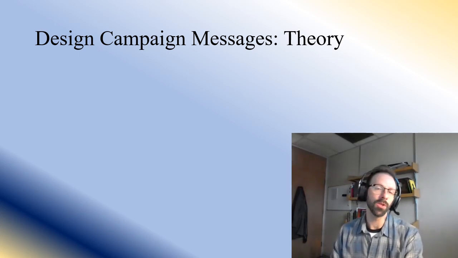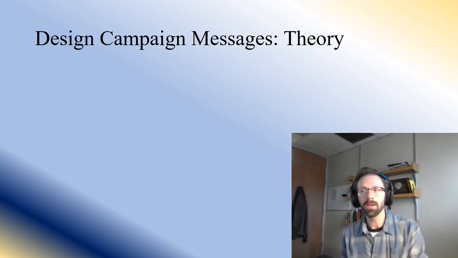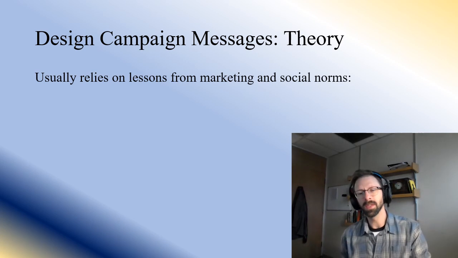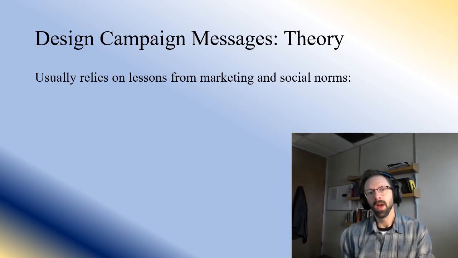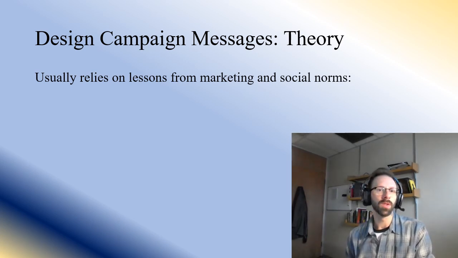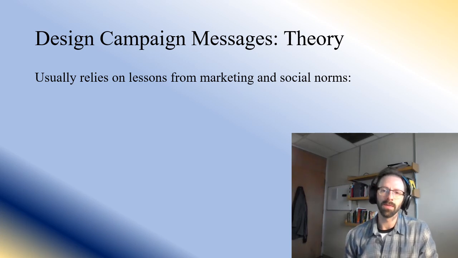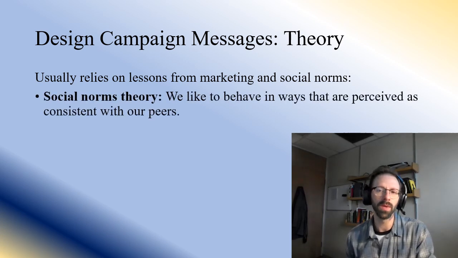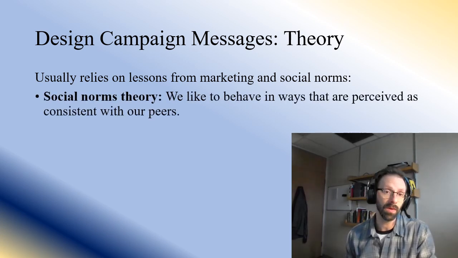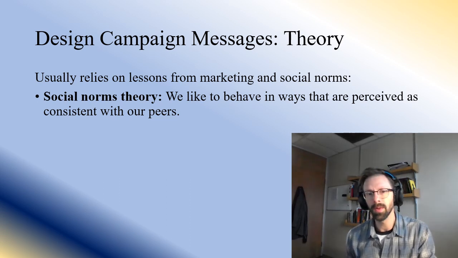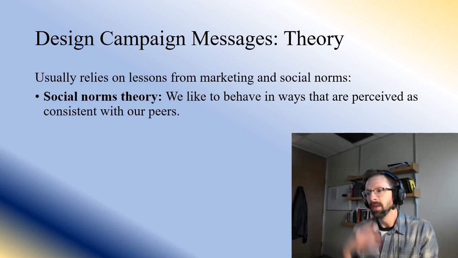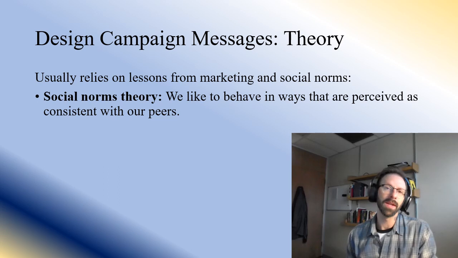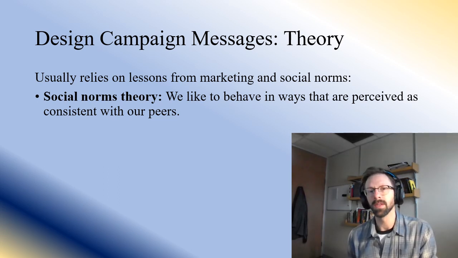Designing campaign messages, the theories specifically. Here's a couple, just some representative theories, right? When we're designing campaign messages, we are usually relying on lessons from both marketing and social norms and social behavior, social cognition type theories. And so these are our 2 examples. Social norms is a specific theory. We're going to mention a couple other ones here. But essentially, these all kind of fall under this umbrella of recognizing that we like to behave in ways that are perceived as consistent with our peers.